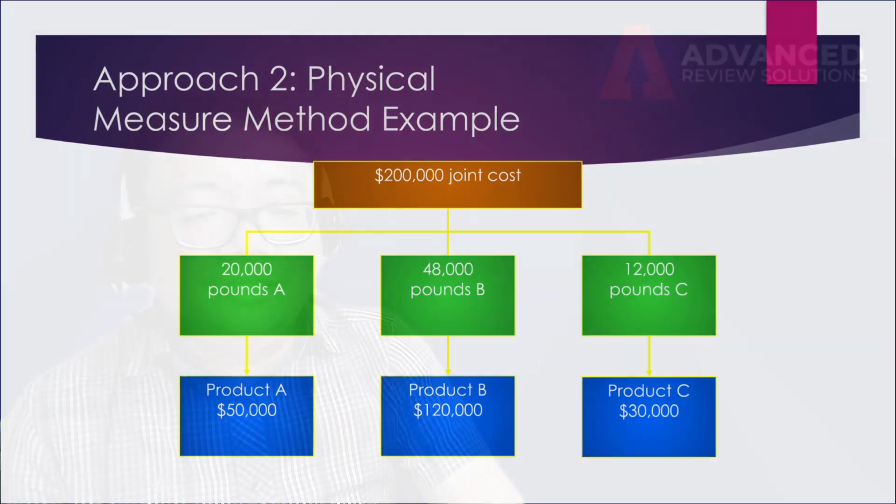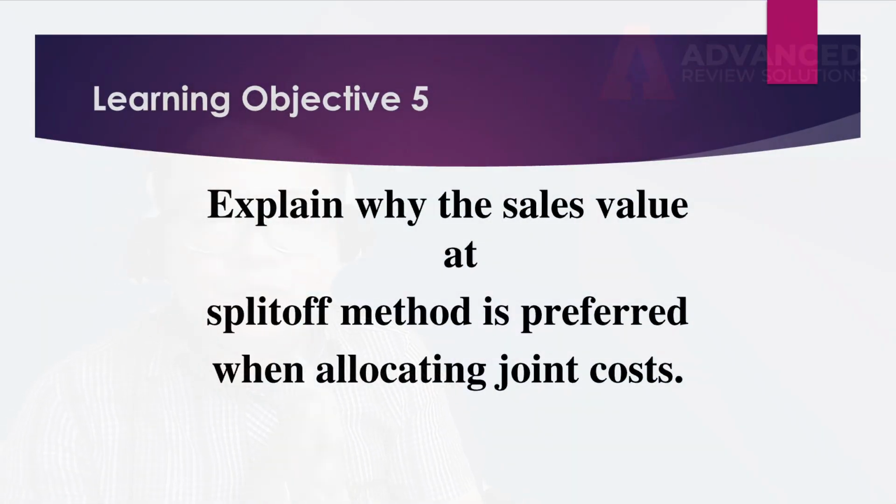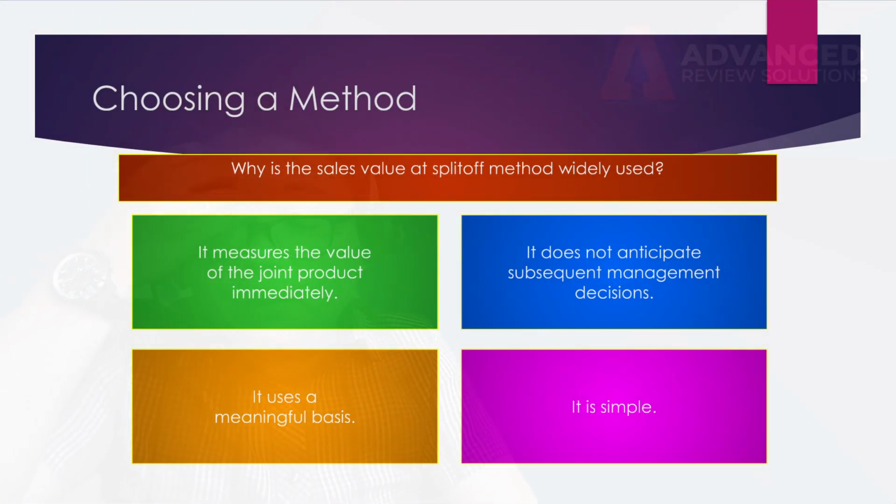Yes. Sige. Number 5. Explain why the sales value at split of point method is preferred when allocating the joint cost. No? Ito yung reason kung bakit. Number 1, it measures the joint cost product immediately. Number 2, it does not anticipate subsequent management decision. Yes, it is useful in meaningful basis and also very simple. No? So, yan lang yung mga reason why mas maganda daw at the split of point.